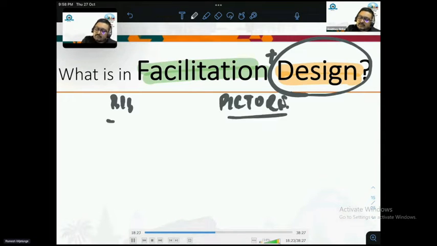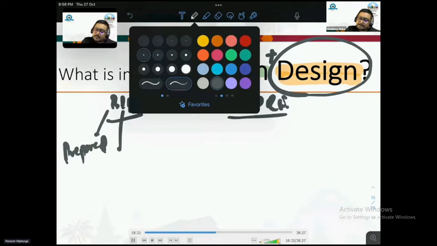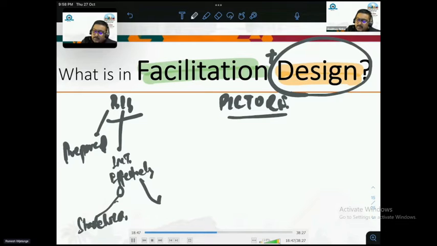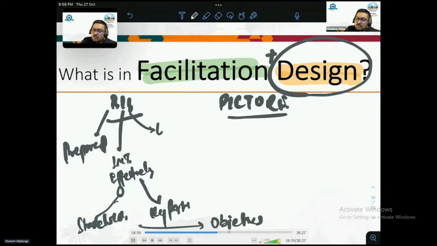So if I expand this, I should be prepared. Then I should interview my stakeholders effectively. Whom should I interview? My stakeholders and key participants, to know about the objectives. And then I should work with them in the show to gain trust. This is about the word big, and then we will see what the picture means.